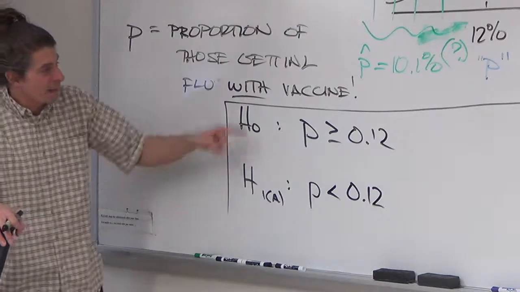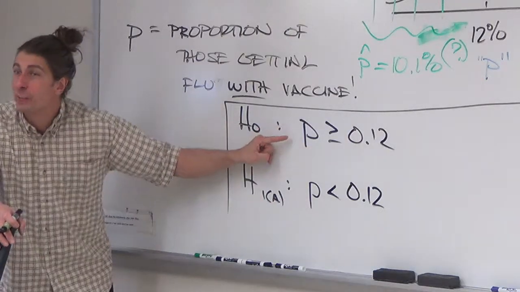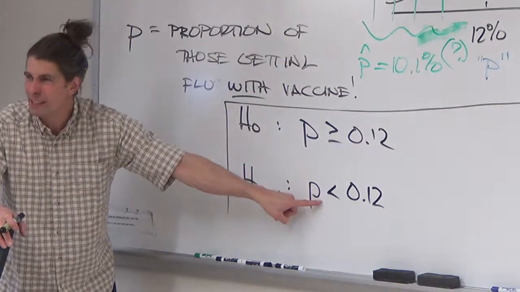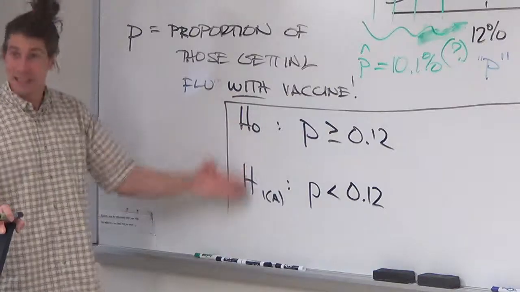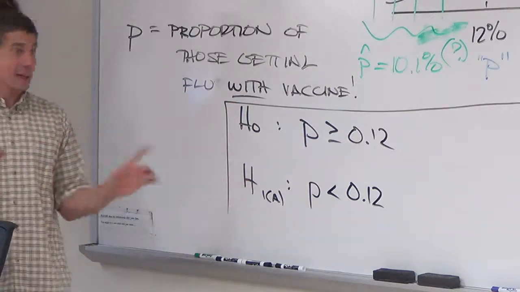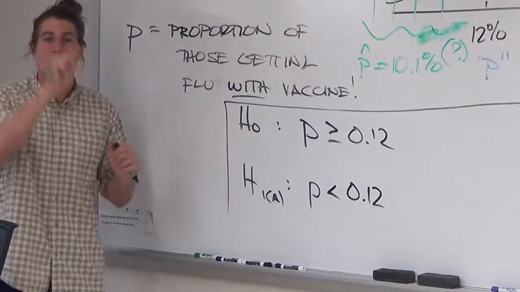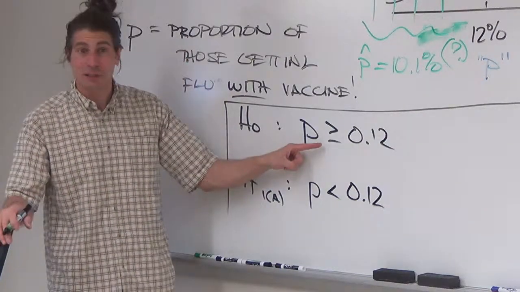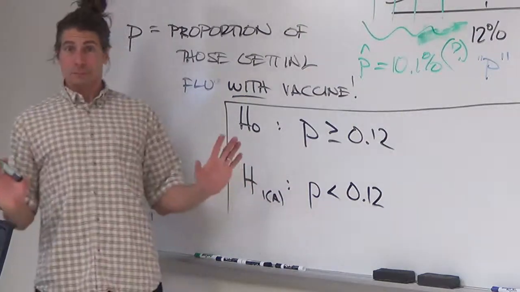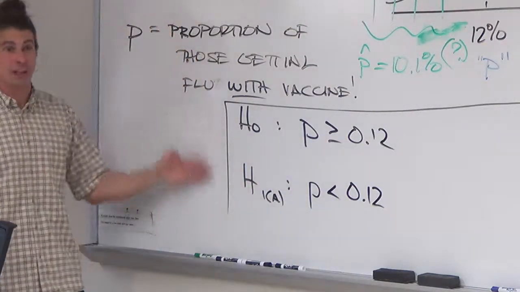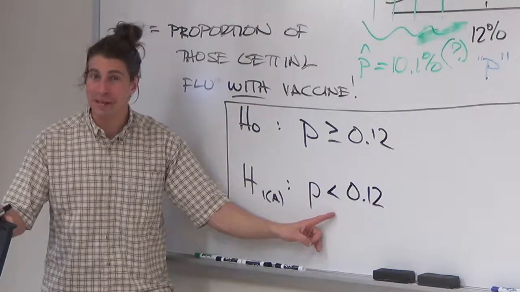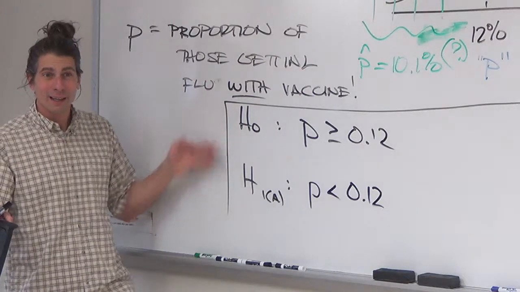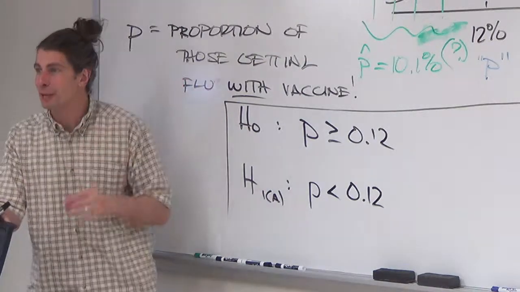But we want to see if we can disprove this. Because if we disprove greater than or equal to, we've by default shown this has to be true. Because one of these two things is true, yes? The rate of flu with people that have gotten the vaccine is either the same as the general population or it's less. Do you guys agree with that, yes? These are mutually exclusive. Either it's less than 12% or it's greater than or equal to 12%. If you can get rid of these two, that means this has to be true 95% of the time, 95% confidence.